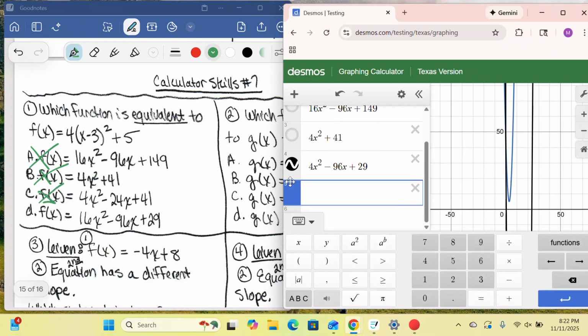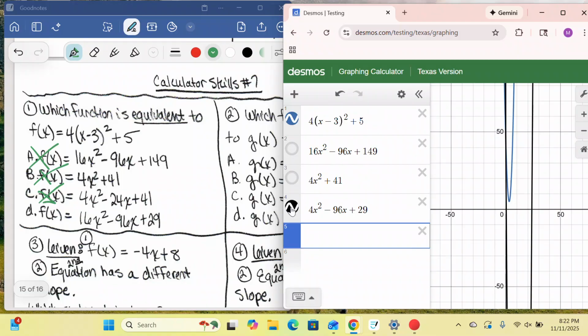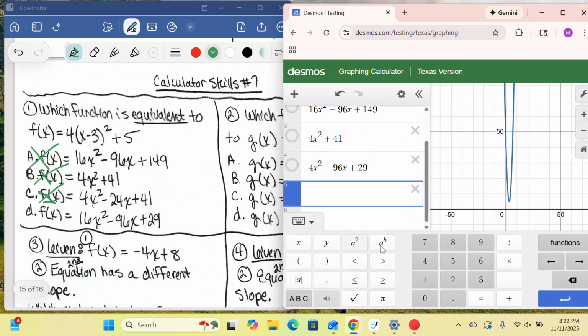I'm going to unclick it, and then I'm going to put in 16x squared minus 96x positive 29. And once again, they're not even close.